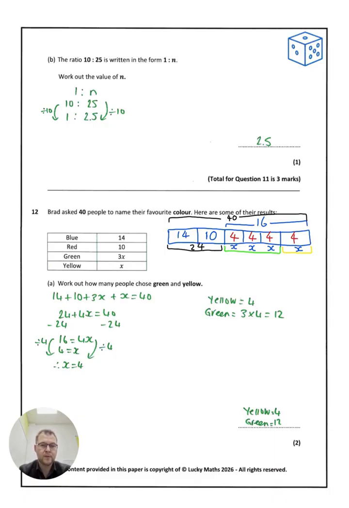We know there are 3 times as many green as yellow, looking at the boxes there. But 16 is split into those 4 equal boxes. So that's why we've got 4 in each of those boxes. And then we can hopefully clearly see that green represents 12 people and yellow is just 4.